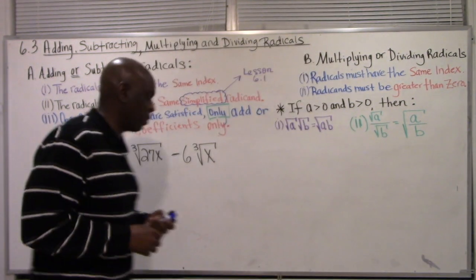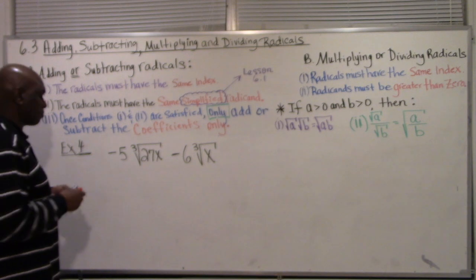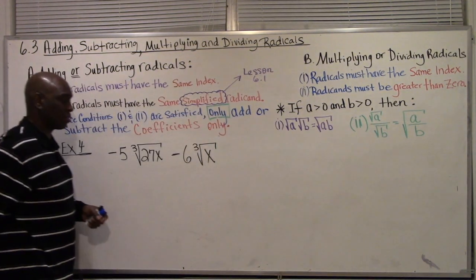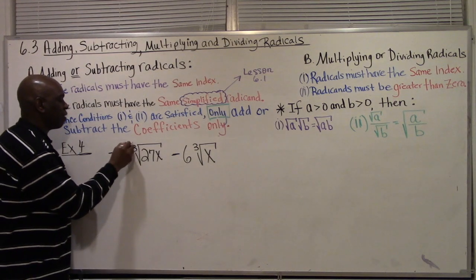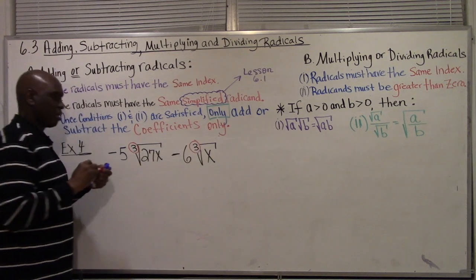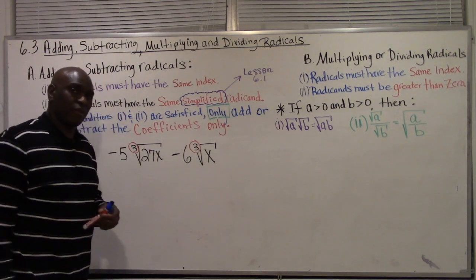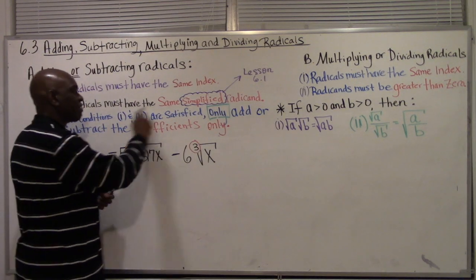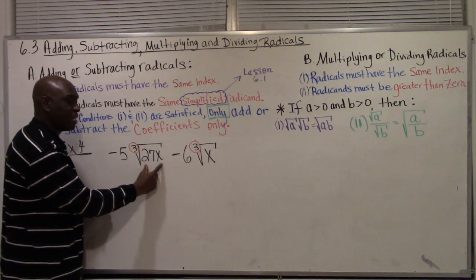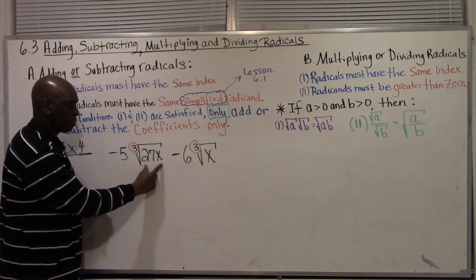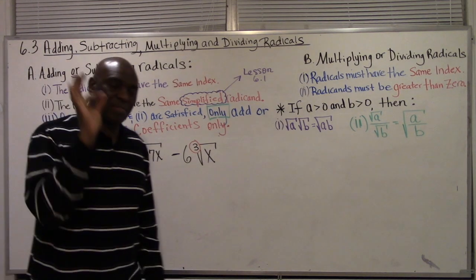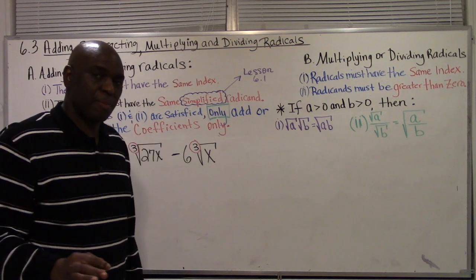Example 4. Here we go. Condition 1. Do they have the same index? Well, I see a 3 right here, and I see a 3 right here. I'm good. Condition 2. Do they have the same simplified radicand? Go inside. I see a 27x here. I see an x right there. They do not have the same radicand right now.